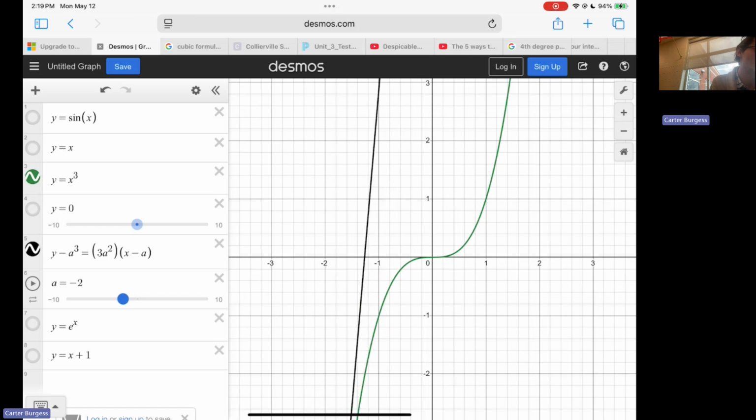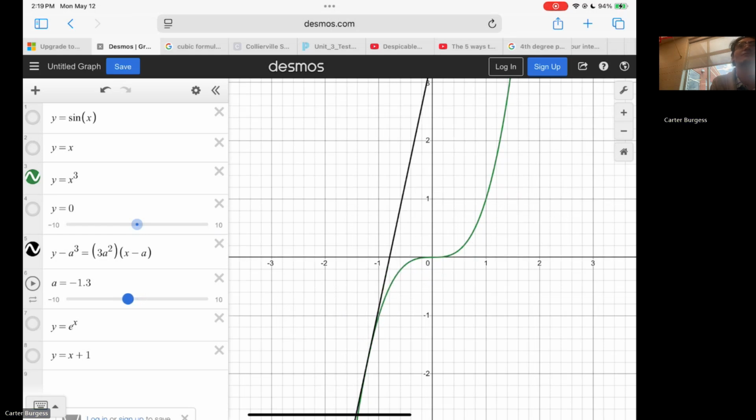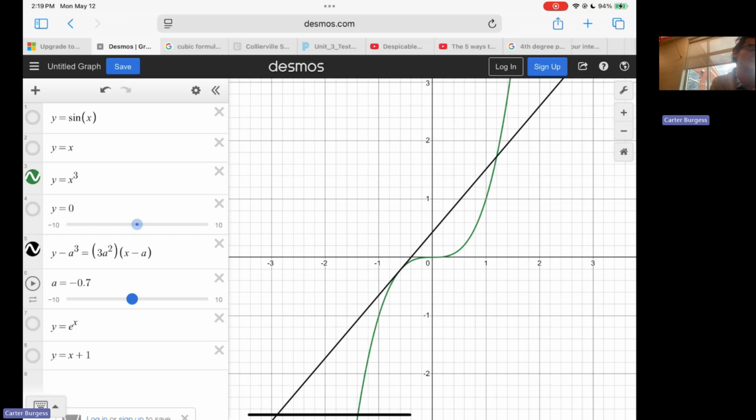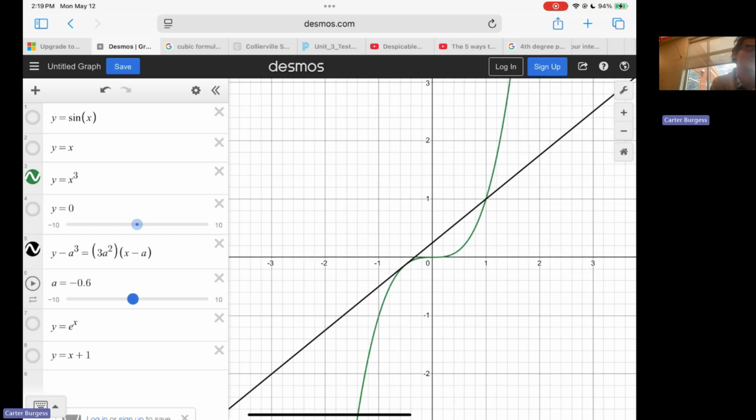Our line does a really, really good job of sticking to the function like that. That's what our derivative is doing: it's keeping that line stuck to what's going on.